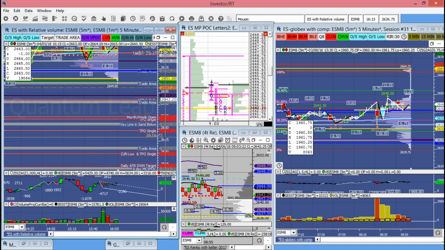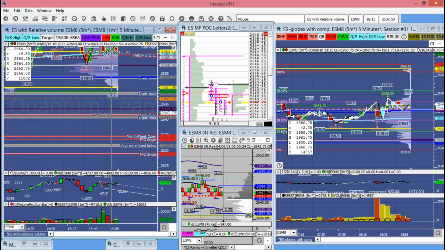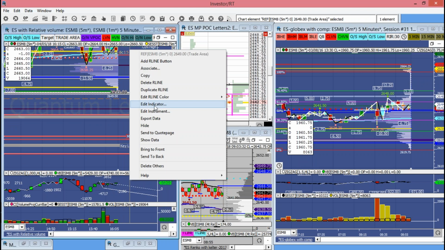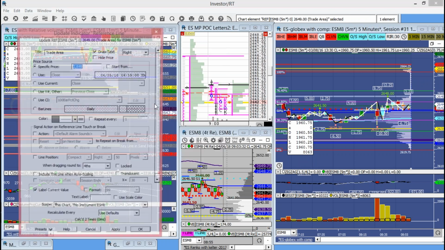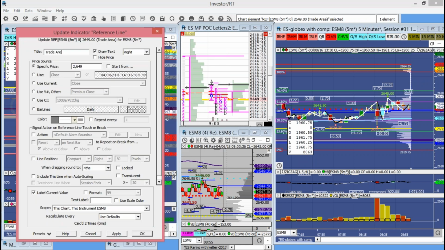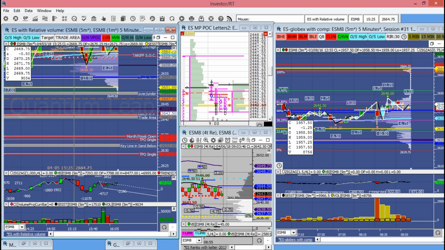In terms of levels, they're pretty straightforward. Nothing really changed much from yesterday. 49.75 is going to be our over/under line. Our key line in the sand does not change.